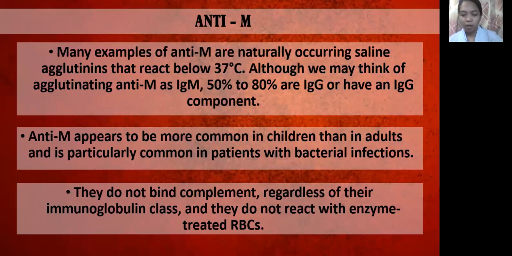Many examples of anti-M are naturally occurring saline agglutinins that react below 37 degrees Celsius. Although we may think of agglutinating anti-M as IgM, 50% to 80% are IgG or have an IgG component. Anti-M appears to be more common in children than in adults and is particularly common in patients with bacterial infections. Also, they do not bind complement regardless of their immunoglobulin class, and they do not react with enzyme-treated RBCs.